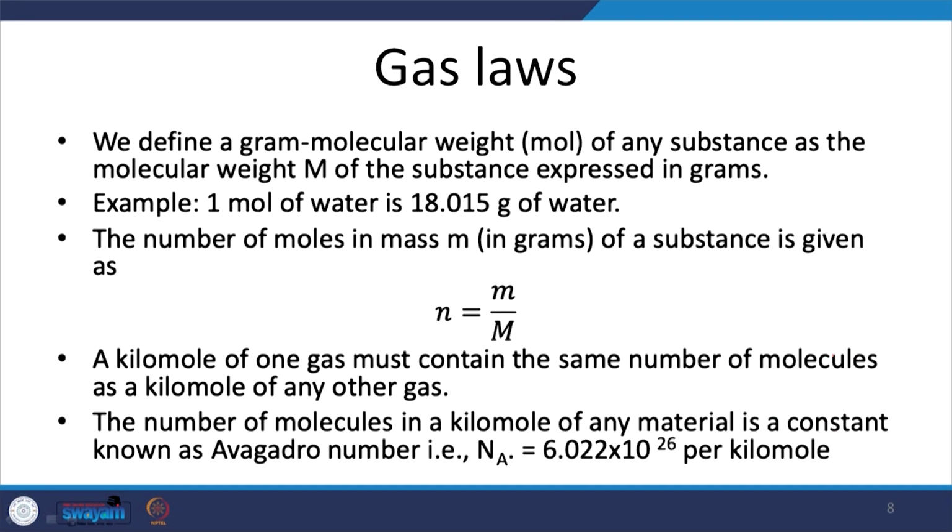Now, we define what is called the gram molecular weight of any substance as the molecular weight m of the substance expressed in grams. Simple, it is the same definition. You define gram molecular weight as the molecular weight of a substance in grams. So, 1 mole of water is 18.015 grams, right. What it means is that if the molecular weight is 18.015 U, then 18.015 grams of water will contain 1 mole of water.